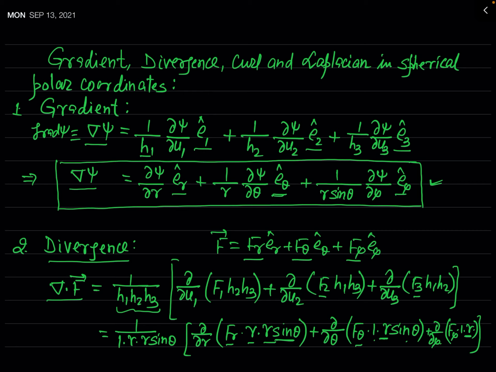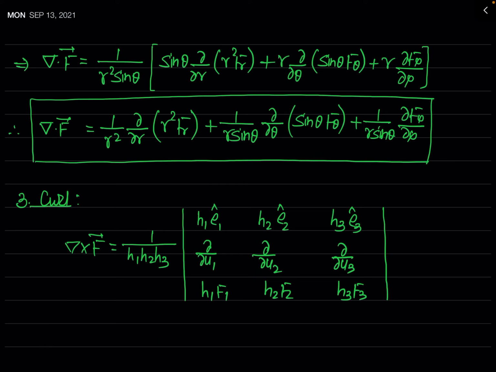So taking these things into account, you can see I have written it in the simplified form here. Here sine theta is outside of the differential operator, here r is outside of the differential operator, and here also r is outside of the differential operator. Now, when you multiply by 1 over r square sine theta to all the three terms inside this square bracket, what will be your result?